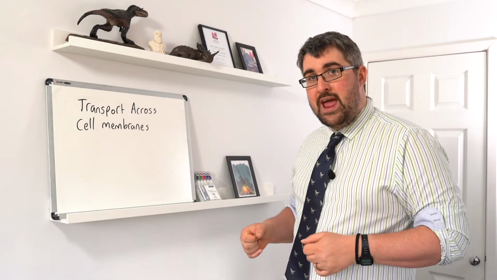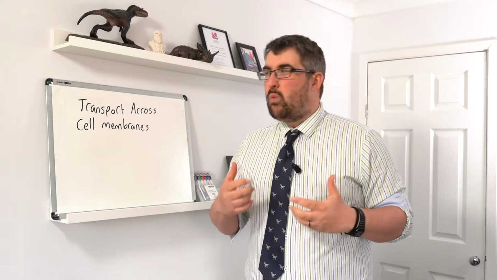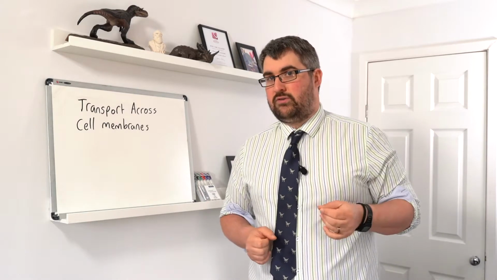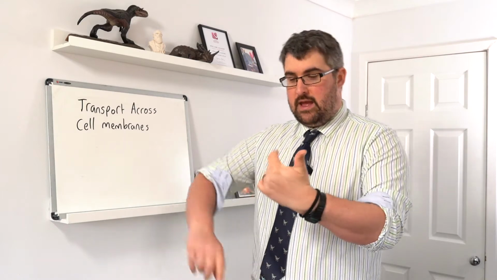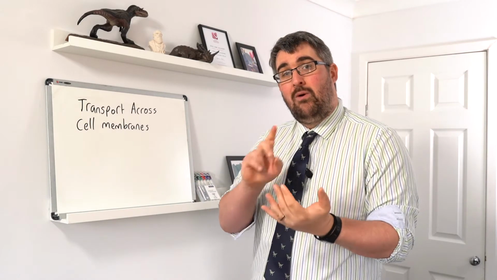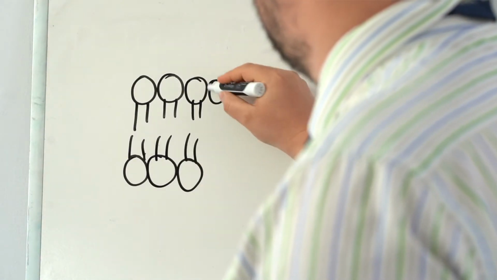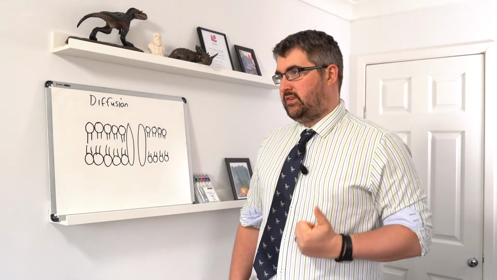So let's move on to the next phase of this topic, very, very important, and that's the ways in which materials are actually transported across the membranes. Those processes are simple diffusion, facilitated diffusion, osmosis, active transport, and co-transport. Okay, so let's look at diffusion. Like I said before, there are two types of diffusion: simple diffusion and facilitated diffusion.